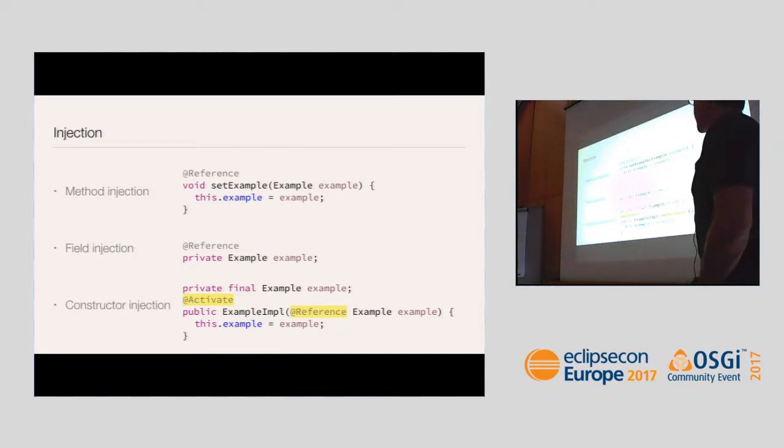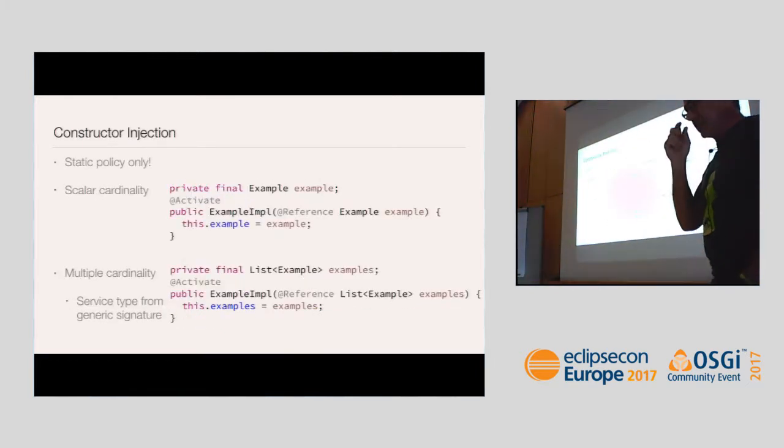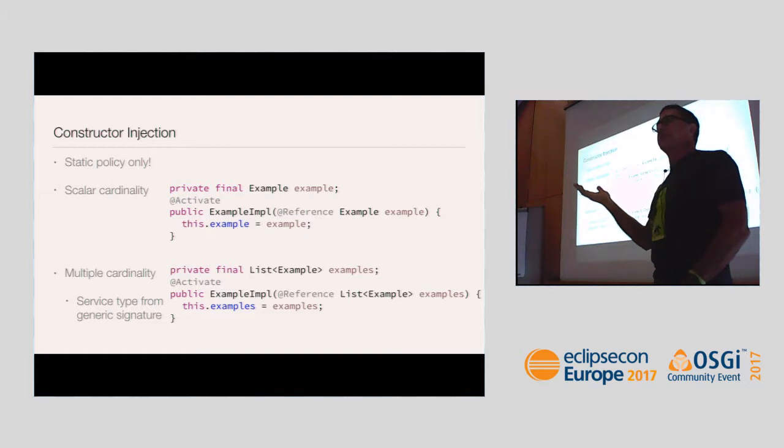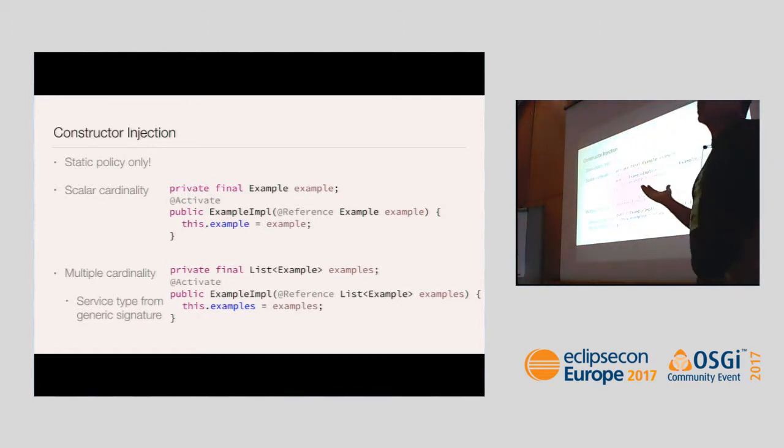And so we now add constructor injection. So one of the key things, of course, with constructor injection, since you only construct your instance once, is you can only use static references, right? If you need a dynamic reference, a service that can come or go, then you have to get it through either field or method injection. But for static-only references, constructor injection is fine.